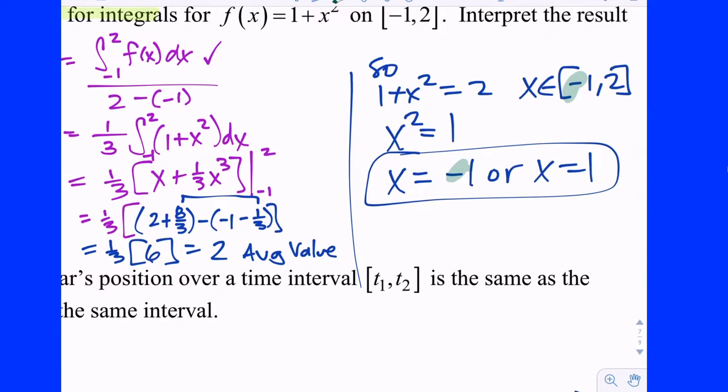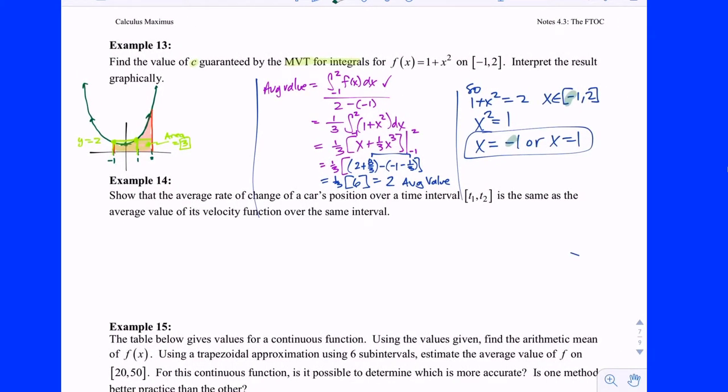The IVT, the EVT, and the MVT for integrals all allow the endpoints to be the value. Okay, so here we go, example 14.